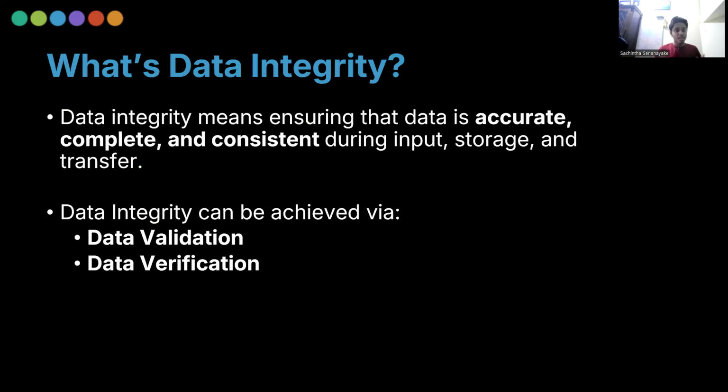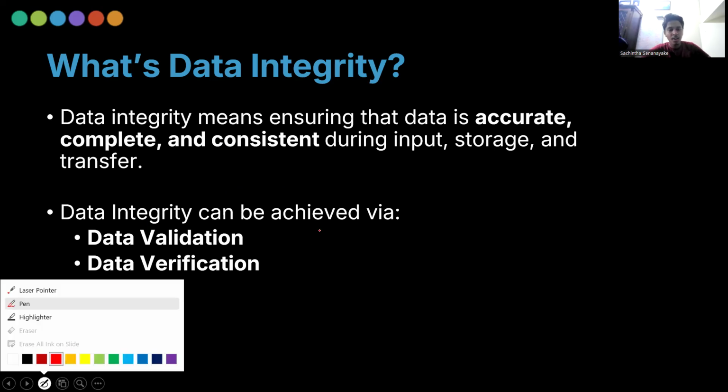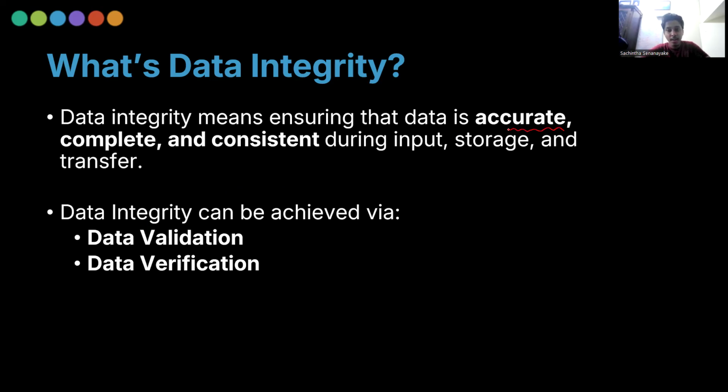So data integrity is defined as the means of ensuring that data is accurate, complete, and consistent during three stages: during input, storage, and transfer. That's data integrity. So it's about making sure that the data is correct, complete, and consistent. Data integrity can be achieved in two major ways, guys, using data validation and data verification. What these two things mean and what their differences are, we'll take a look at in the next slides.